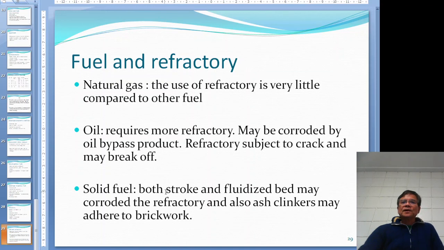Okay, now the solid fuel. There's lots of sulfur in the solid fuel, coal, and they will corrode your refractory. And then sometimes you have the byproduct of burning coal, really sticky stuff, like sticking ash that sticks together, which we call the clinker. It's just a really big piece of ash, really sticky, and it sticks on the refractory. And the solid fuel temperature is higher too, so you need a little bit more refractory. Okay, so that concludes our chapter.